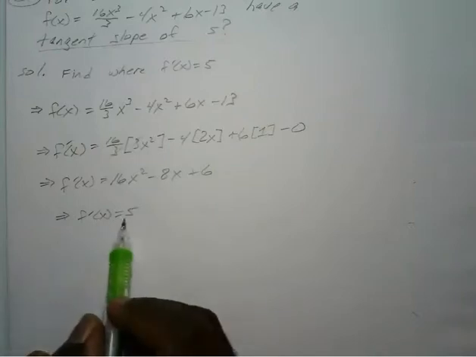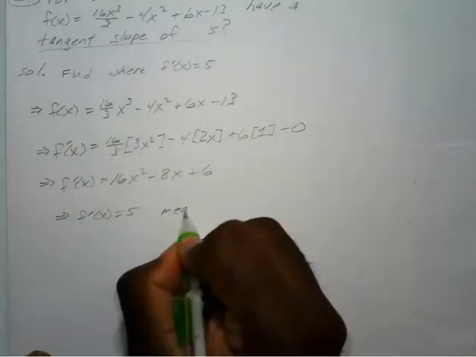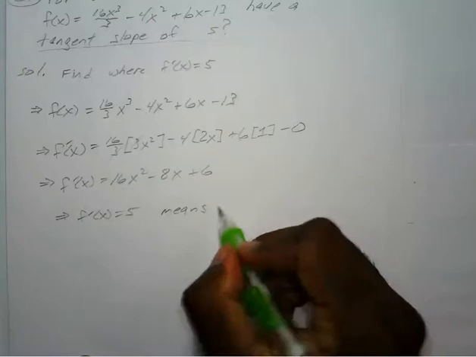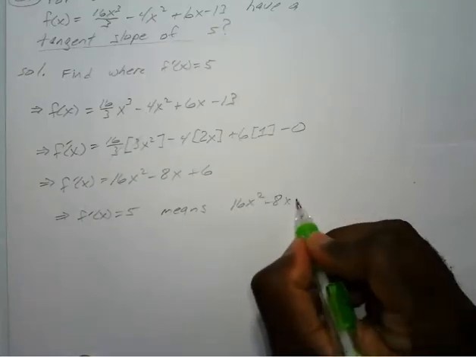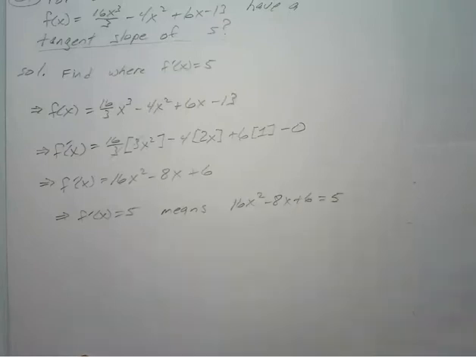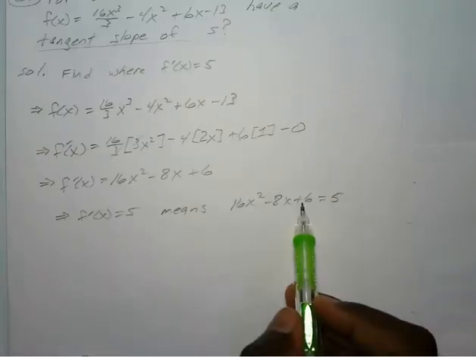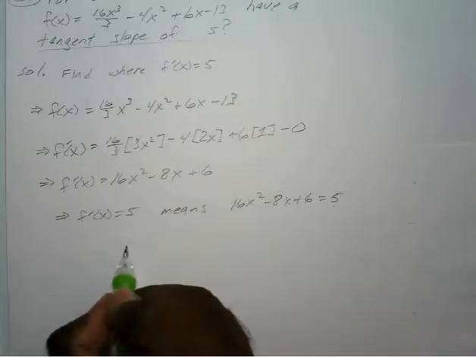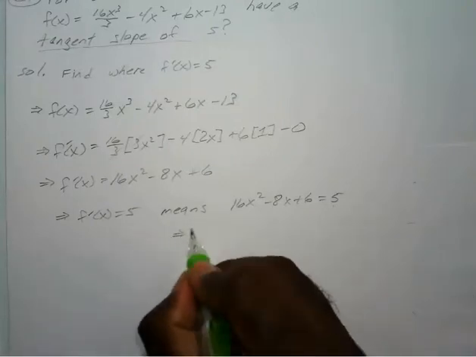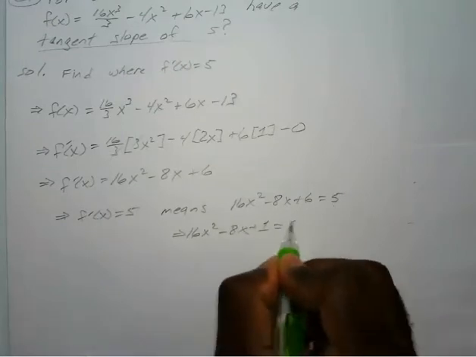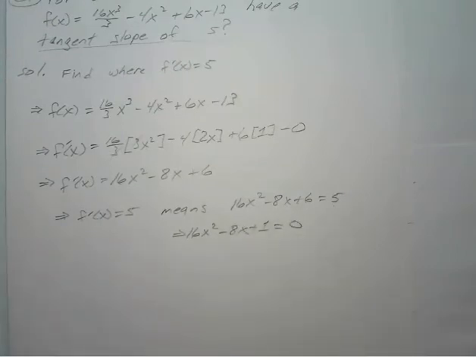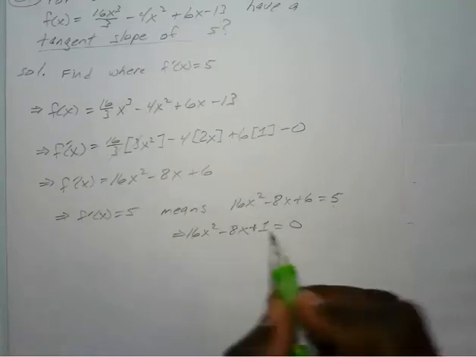Okay, so f prime of x equals 5 just means that your tangent slope is 5: 16x squared minus 8x plus 6 equals 5. So if we subtract 5 from both sides, we end up with 16x squared minus 8x plus 1 equals 0. Alright, so what we have here is a perfect square trinomial.